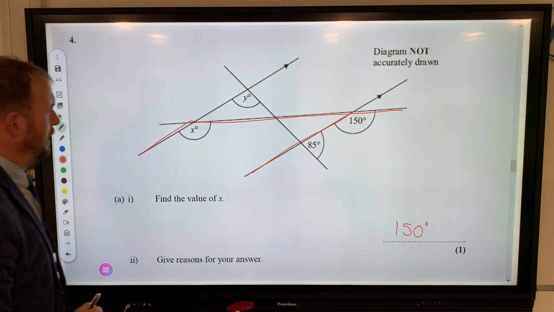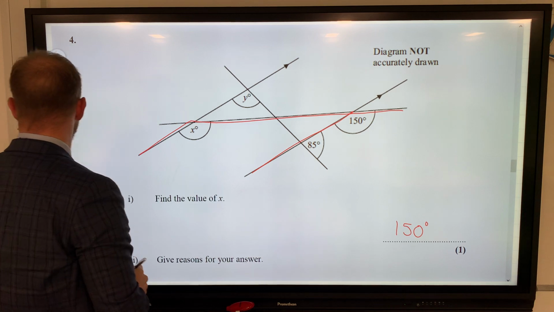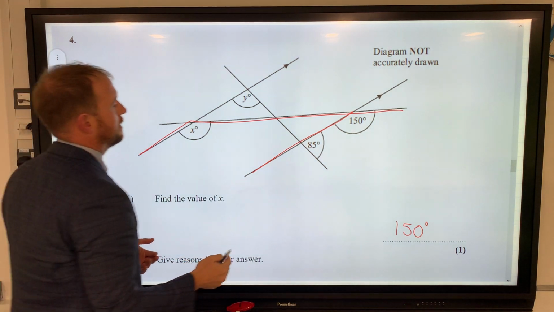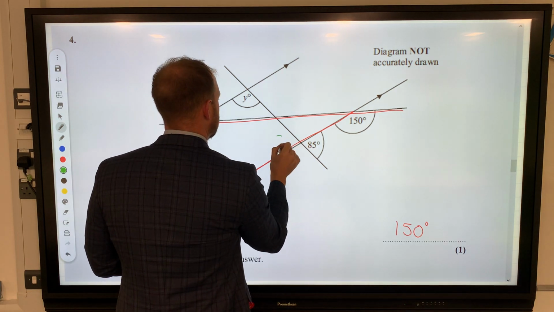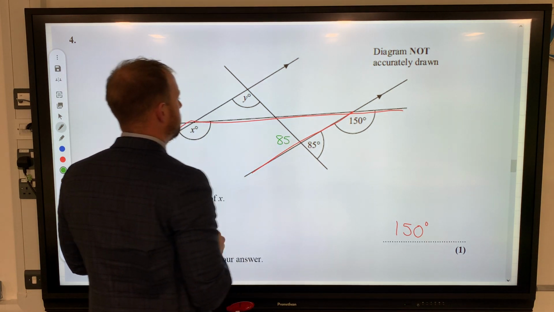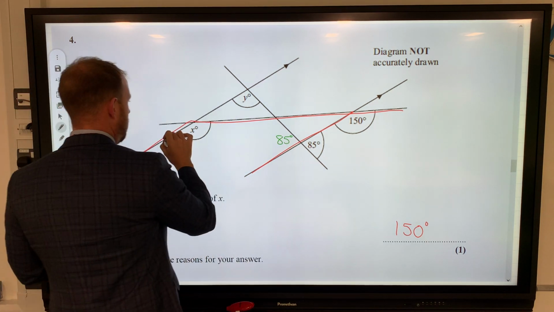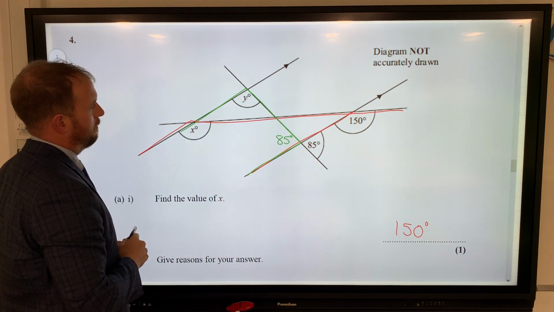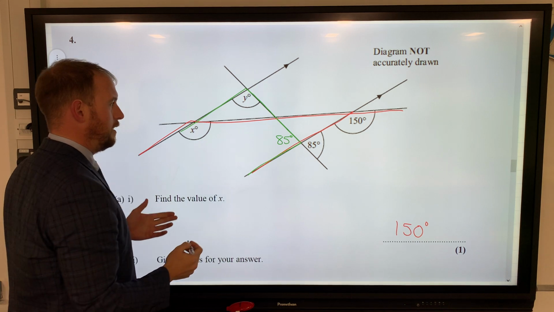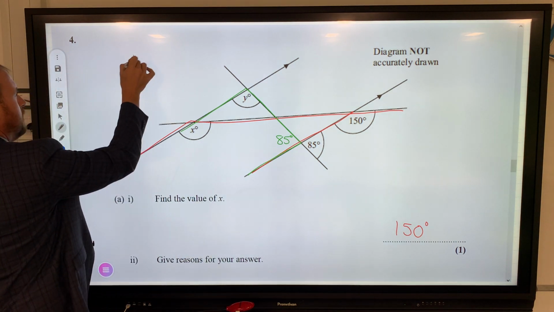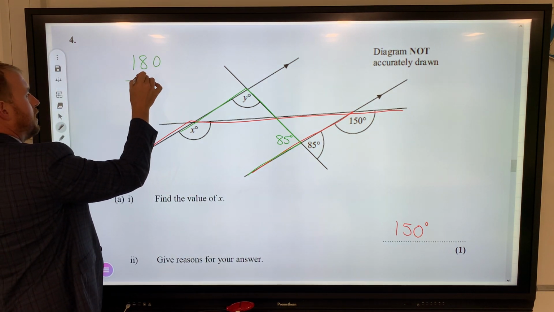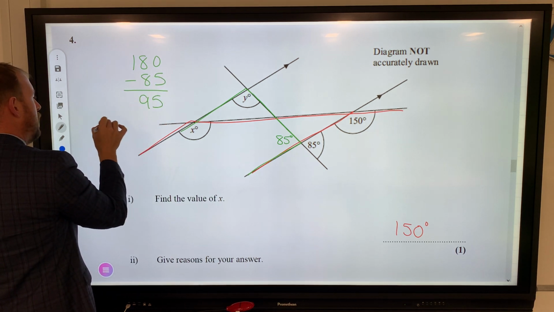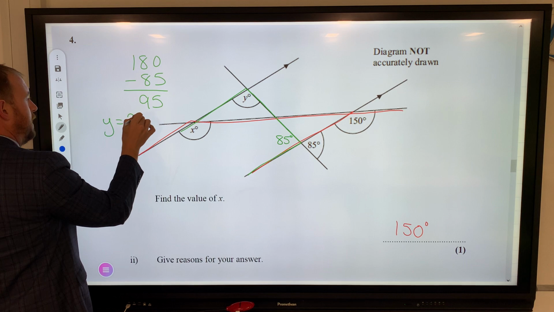Now, angle Y is a little bit more difficult, but if you can't see it straight away, start filling in some blanks. And then if that's 85, this one's 85. And then we've got a co-interior. So therefore co-interior angles both add up to 180. So 180 subtract 85 is 95. So Y equals 95 degrees.